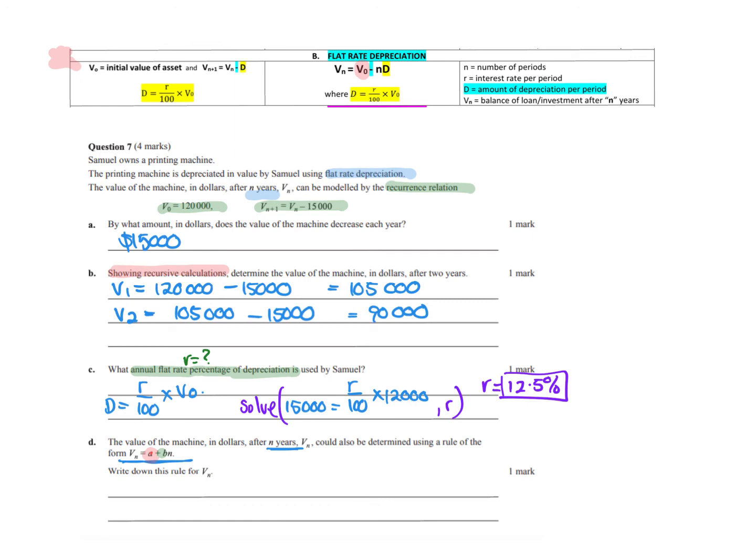So we can just write what we normally would do. So we're going to write Vn equals, we have to write V0, which is 120,000. And then we have to do, now B, but this is a depreciation, so we're just going to write minus, and our B is 15,000 times n. Okay, so there's that.